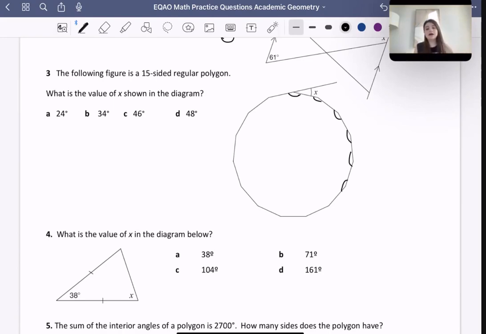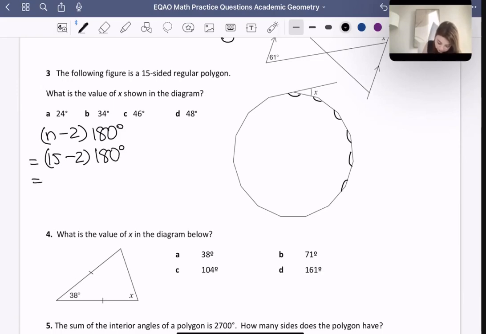We also know that it's a regular polygon, so all these angles must be the same thing, right? Now, going back to our geometry unit, we actually went over a formula for finding out the total number of degrees of all the interior angles, right? So that formula was n, the number of sides minus 2, times 180. So in this case, n is 15, right? So it'd be 15 minus 2 times 180, which is 13 times 180, which is, let's grab our calculator, let's figure that out, 2,340, right?